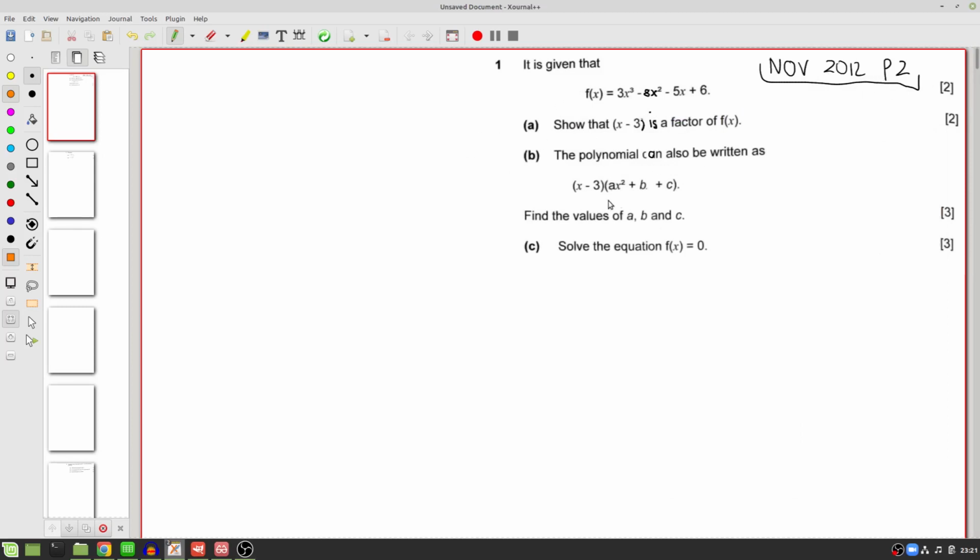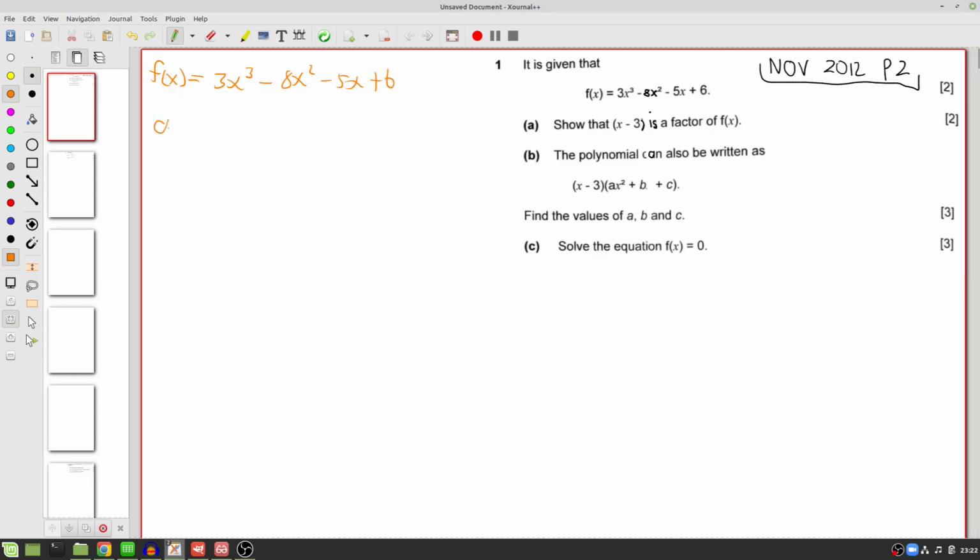Okay, so we're starting at question 1, and again, just like with paper 1, we'll be doing one question per video. Again, we are given a function. Let me just write that down in case it might be difficult to see. Not that my handwriting's any better, but we've got 3x cubed minus 8x squared minus 5x plus 6. Alright, so we're given that.